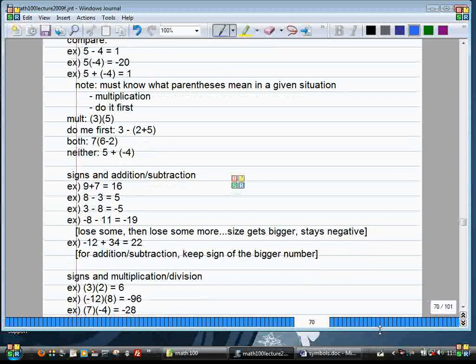Okay, so Shaquille, 7 times negative 4. You do 7 times 4, which gives you 28. And then should the answer be positive or negative? The answer should be negative, because you've got a positive times a negative. That's a negative number. And it's not quite the role of this class to remind you where these rules come from, but I'm reminding you of the shortcuts.